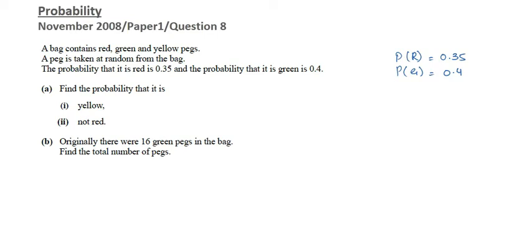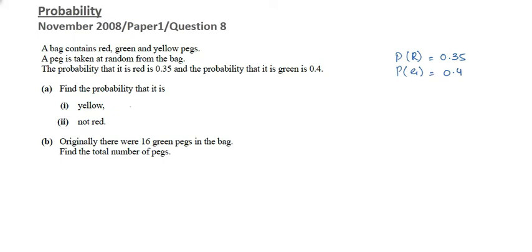So if it is yellow, it means we have the probability of red and we have the probability of green. If we add these two probabilities and subtract it from 1, because as we know the total probability of any event is equal to 1. So if we subtract the probability of red and green from 1, we will get the probability of yellow.